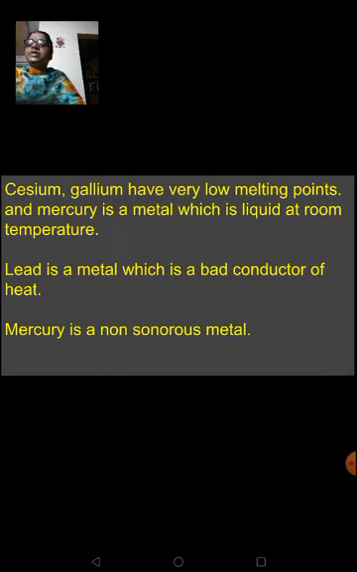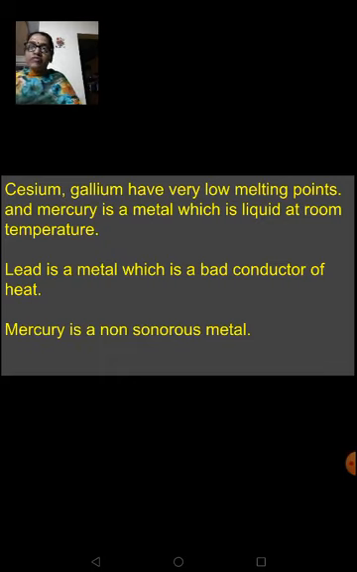Okay. Then mercury is a non-sonorous metal. Means what? Maybe because it is liquid at room temperature, it is non-sonorous. It cannot produce sound when it is hit by a surface or when it is dropped. Similarly, alkali metals like lithium, sodium, potassium are all soft metals. They do not come under the category of hard metals. They can be easily cut with a knife, but when you are handling sodium, as I told you, you should be very careful.